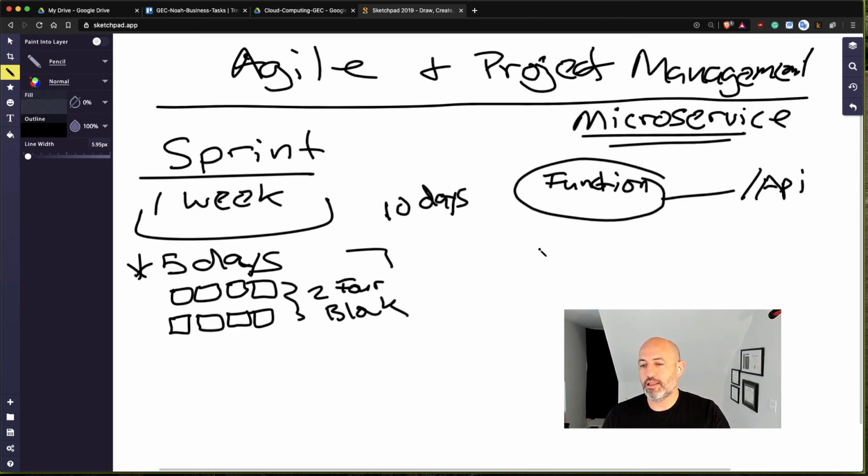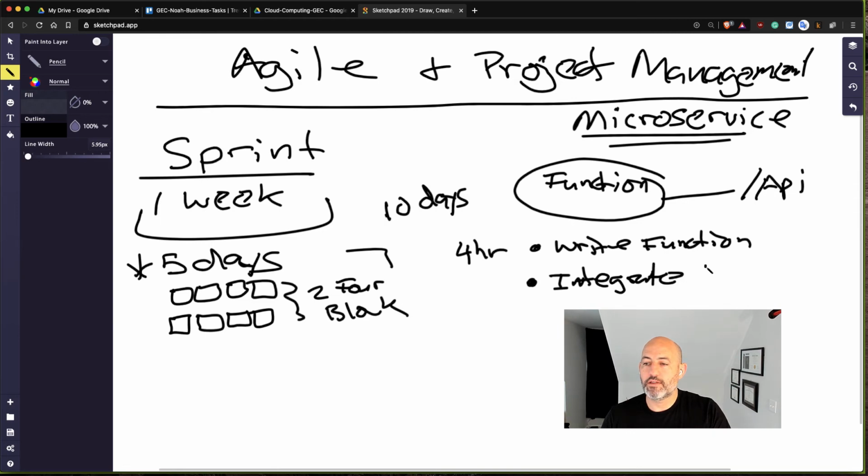You could even break it up into pieces. Maybe task 1, which is a block, would be write the code, just write the function, right? And you could estimate this and say, okay, that's 4 hours, great. And then the next one is maybe integrate the API. So that's another 4 hours, right? And so now you're already down 1 day. So 1 day is gone, right?